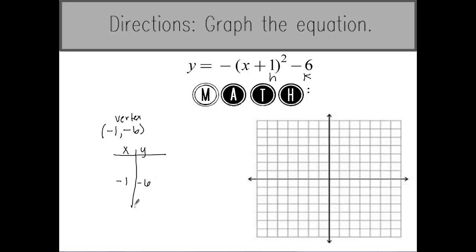When we go to make our xy chart, we put our vertex in the middle, (-1, -6). To pick our other 2 points, we're going to pick a point smaller than -1 that goes here. A point smaller than -1 is -2. A point bigger than -1 is 0.